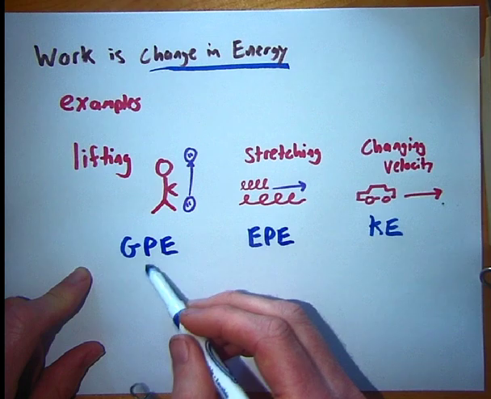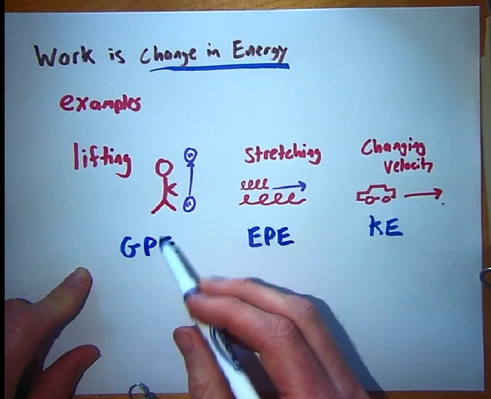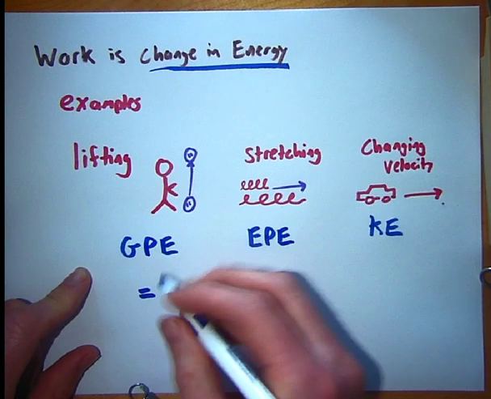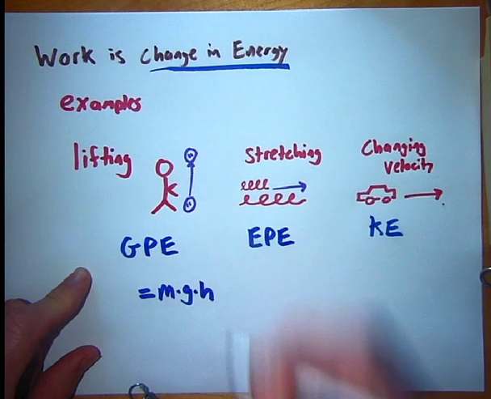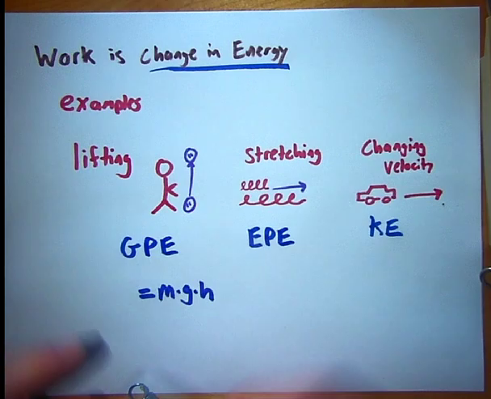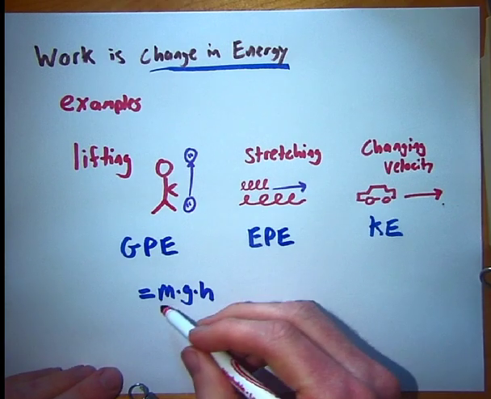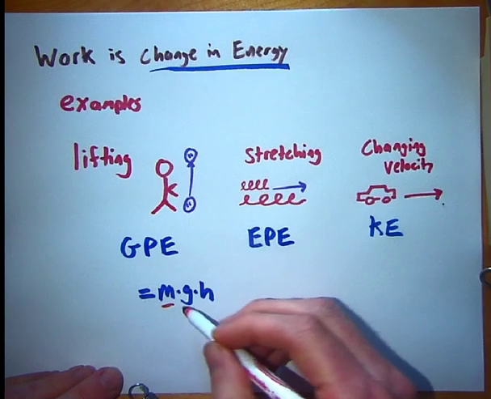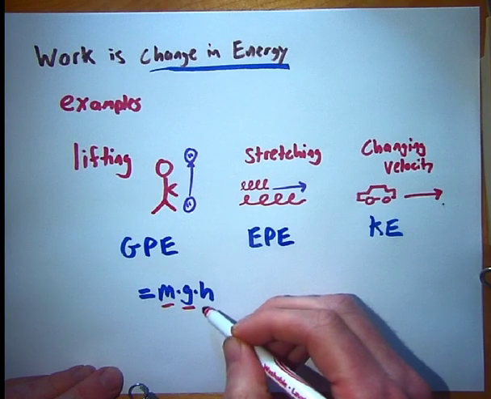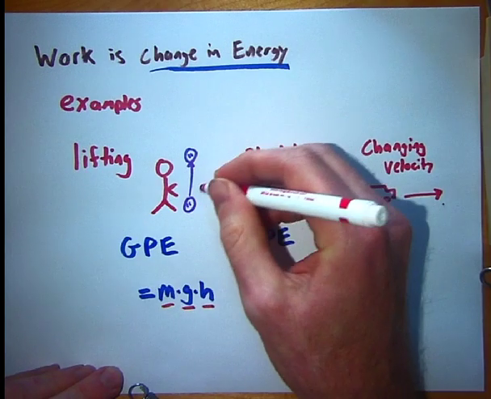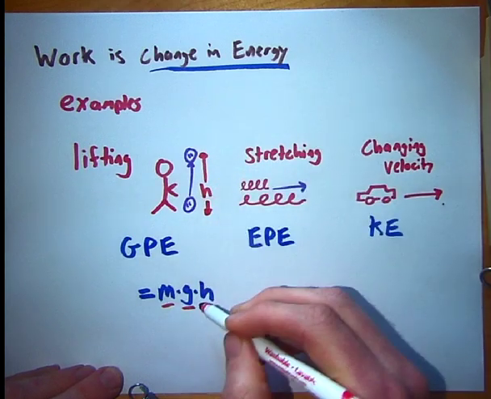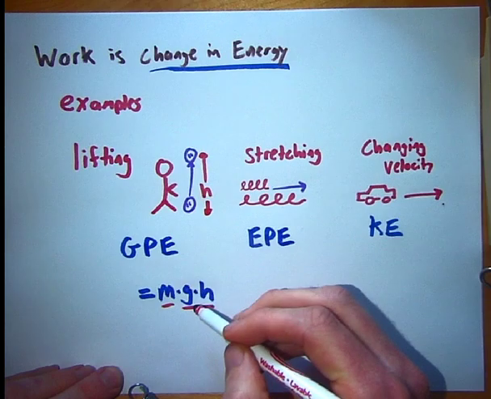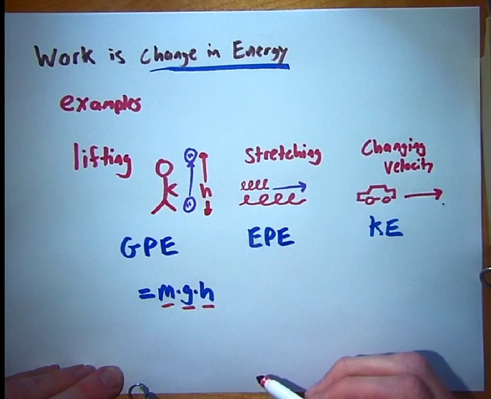There are formulas that go with these that are pretty basic. For gravitational potential energy, the formula is mass times gravity times height. So if you want to change something's gravitational potential energy, it's hard to change something's mass, and it's pretty hard to change g. So what you need to do is change the height of something. This is the height that you've lifted it. If you lift it up a particular height, then you've changed its gravitational potential energy, and we say that it takes work to do that.